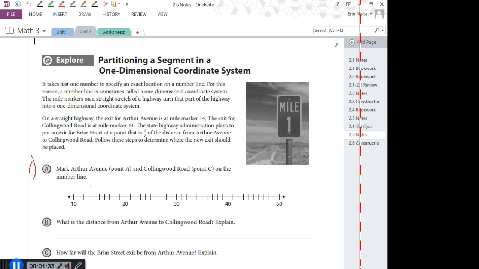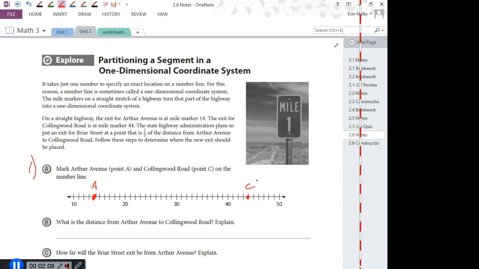Okay, so the first thing we're going to do is we're just going to plot this on a number line. So we know how to plot mile marker 14, right? At 14, okay. So I would go, let's see, 10, 11, 12, 13, 14. So here's my Arthur Avenue. Okay, and then the other one is at 44. 1, 2, 3, 4. I'm going to call that one C. Okay, and we need to figure out how to get 2/3 of that length.